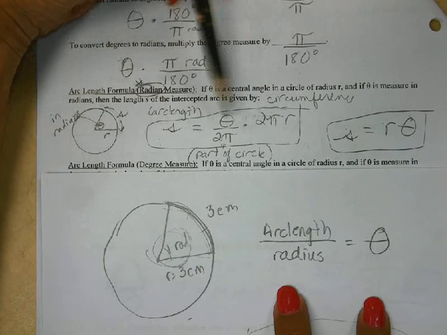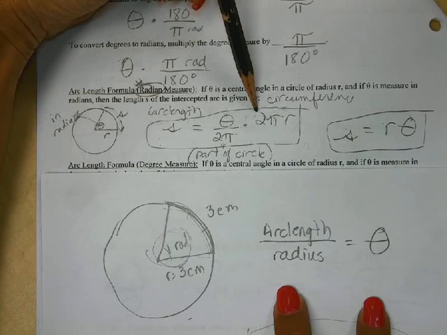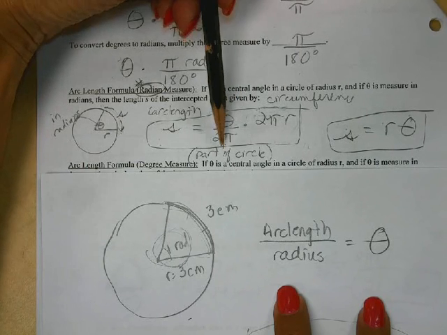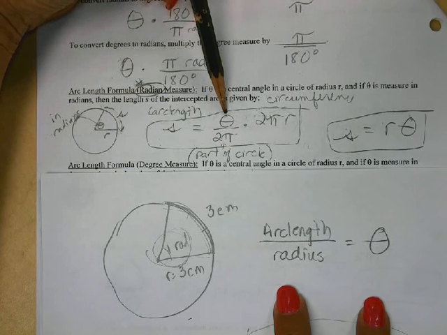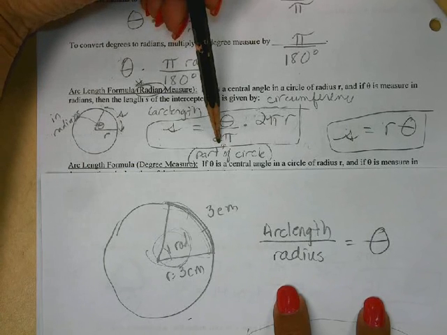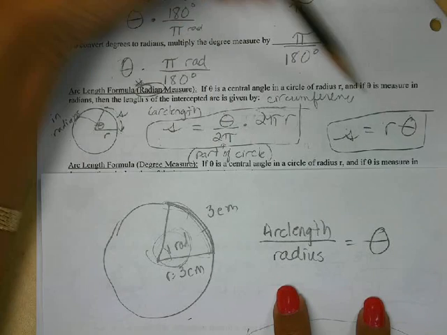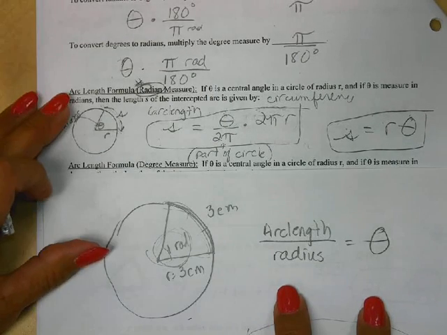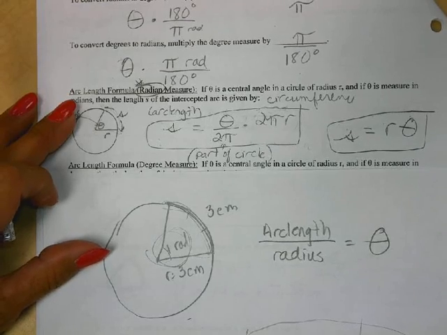You should always remember that the circumference of a circle is 2 pi r, and if I multiply the circumference of the circle by the fraction of the circle that I have, which would be, in this case, the angle in radians divided by 2 pi, which is all the way around the circle, I can always come up with that formula.